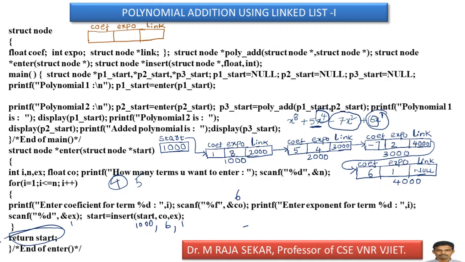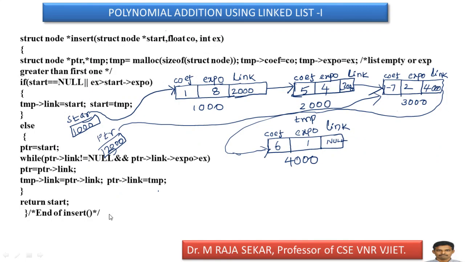What is my start value? 1000. This 1000, where will it go back? This 1000 will be stored in P1 underscore start. Now my P1 underscore start is 1000, isn't it? Let me say here we have a pointer. Here we have a pointer P1 underscore start equal to start, which means this is 1000. It will point here.